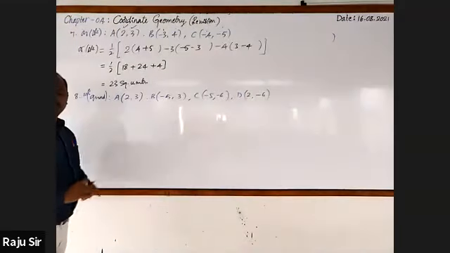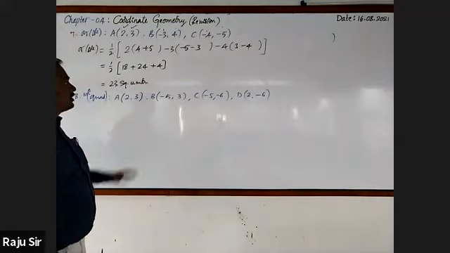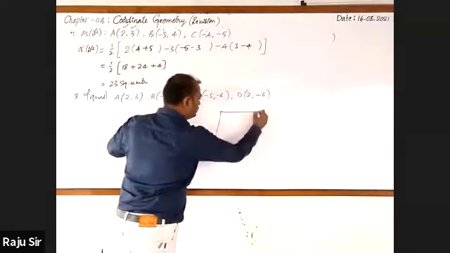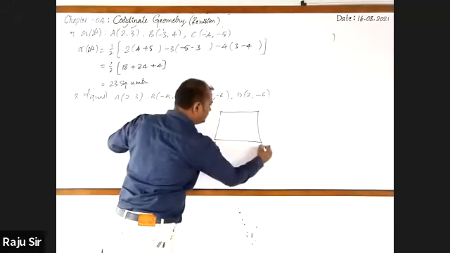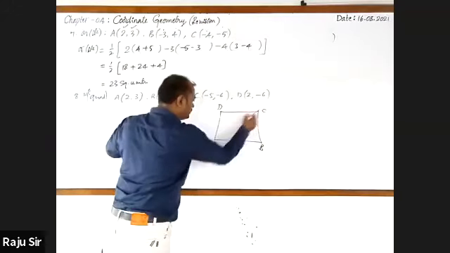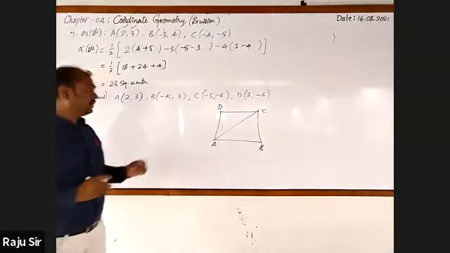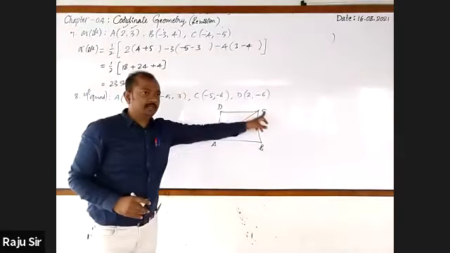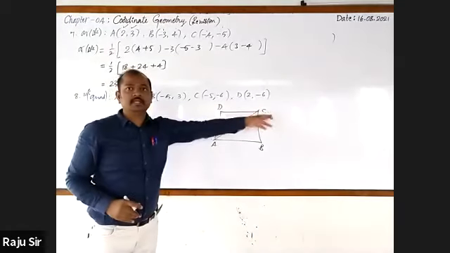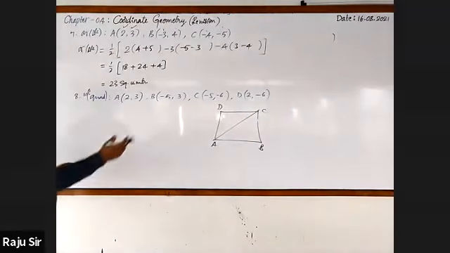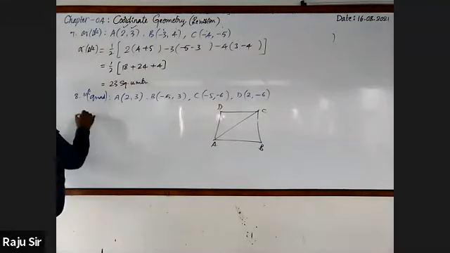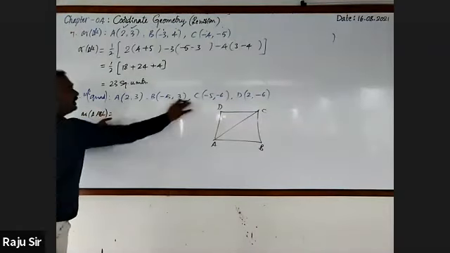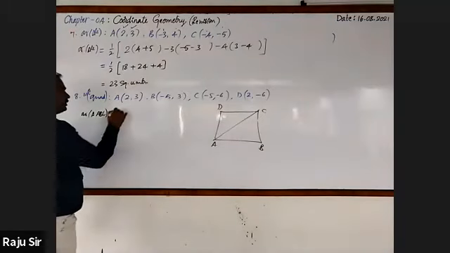So we have to take the triangles. If I draw the diagonal AC, I'll get two triangles. One is ABC and another one is ADC. So let us go for finding one by one. First, area of triangle ABC. Now find out ABC. Write with me quickly.